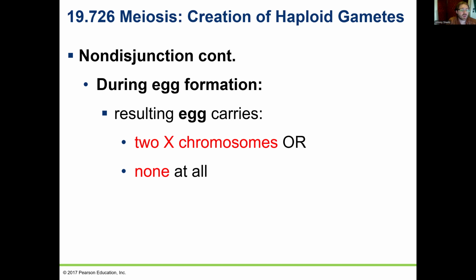During egg formation, you can end up with an egg that doesn't have any sex chromosomes. This is almost always non-viable because if they are lucky, they get an X chromosome from their father. If they are unlucky, they get a Y and then they do not come to term.